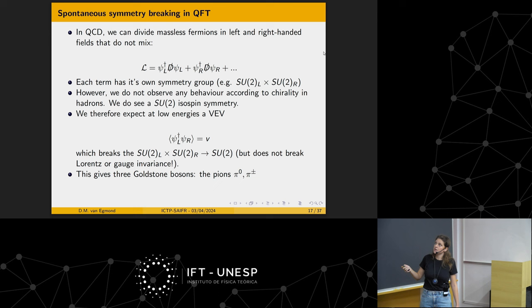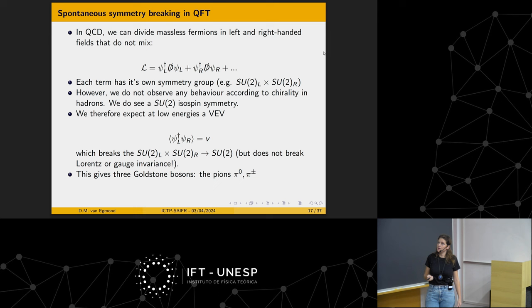Also notice that this object here does not break the other symmetries, as we don't want this symmetry breaking to accidentally break other symmetries that we do not expect to be broken. So Lorentz symmetry is still present, and also the gauge symmetry of QCD, so the SU(3) gauge symmetry is also still present in this formulation.